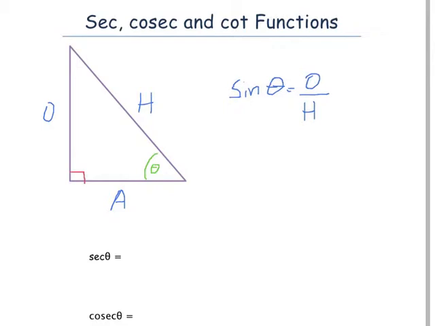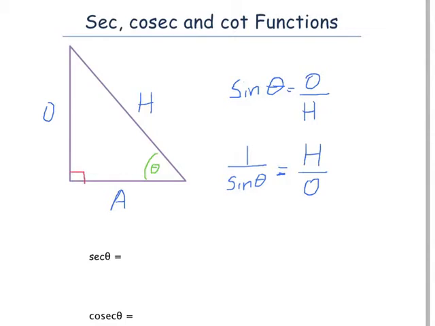But what happens if instead of wanting O divided by H, we wanted H divided by O? How have we got from this line to this line? Well, if you think back to your laws of indices, we've actually found the reciprocal of O over H, which means raising it to the power of -1. So if we've done that to the right hand side, we'll have to do that to the left hand side, which becomes 1 over sine theta. And 1 over sine theta is equal to the hypotenuse divided by the opposite.